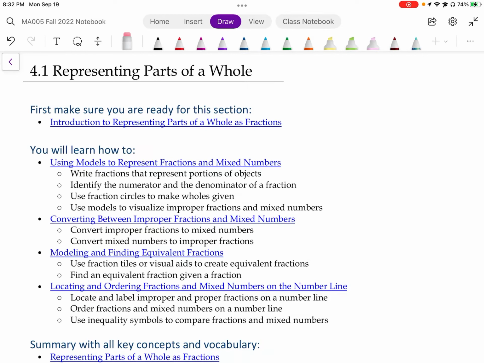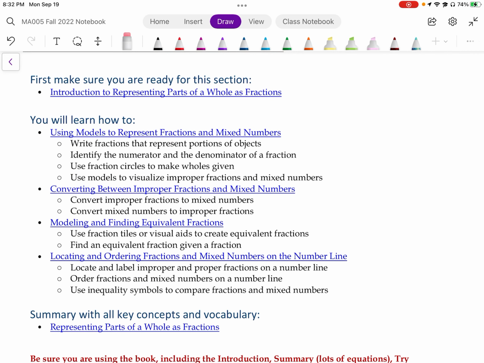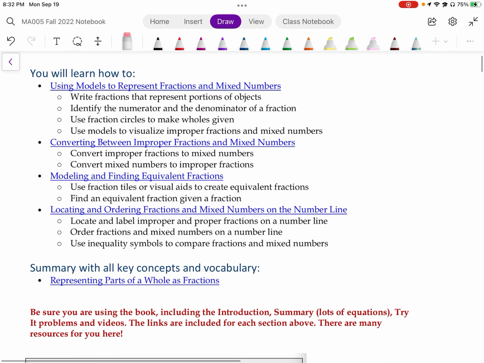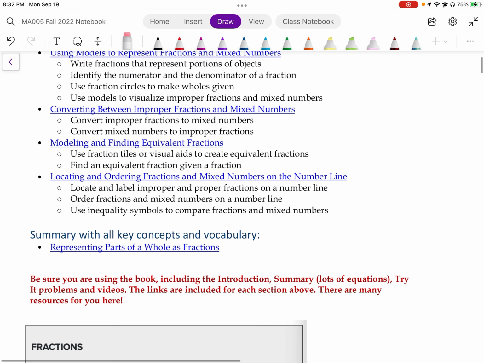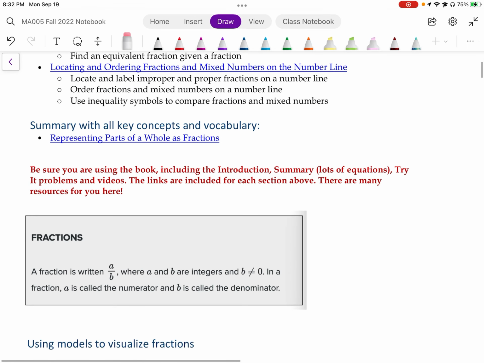Hi there, this is Professor Eckhouse, and I am talking about section 4.1, representing parts of a whole. In other words, we're starting fractions. Lots of sections in this part, lots of things going on. So be sure you're using the book that's online, and all those links take you right to it.